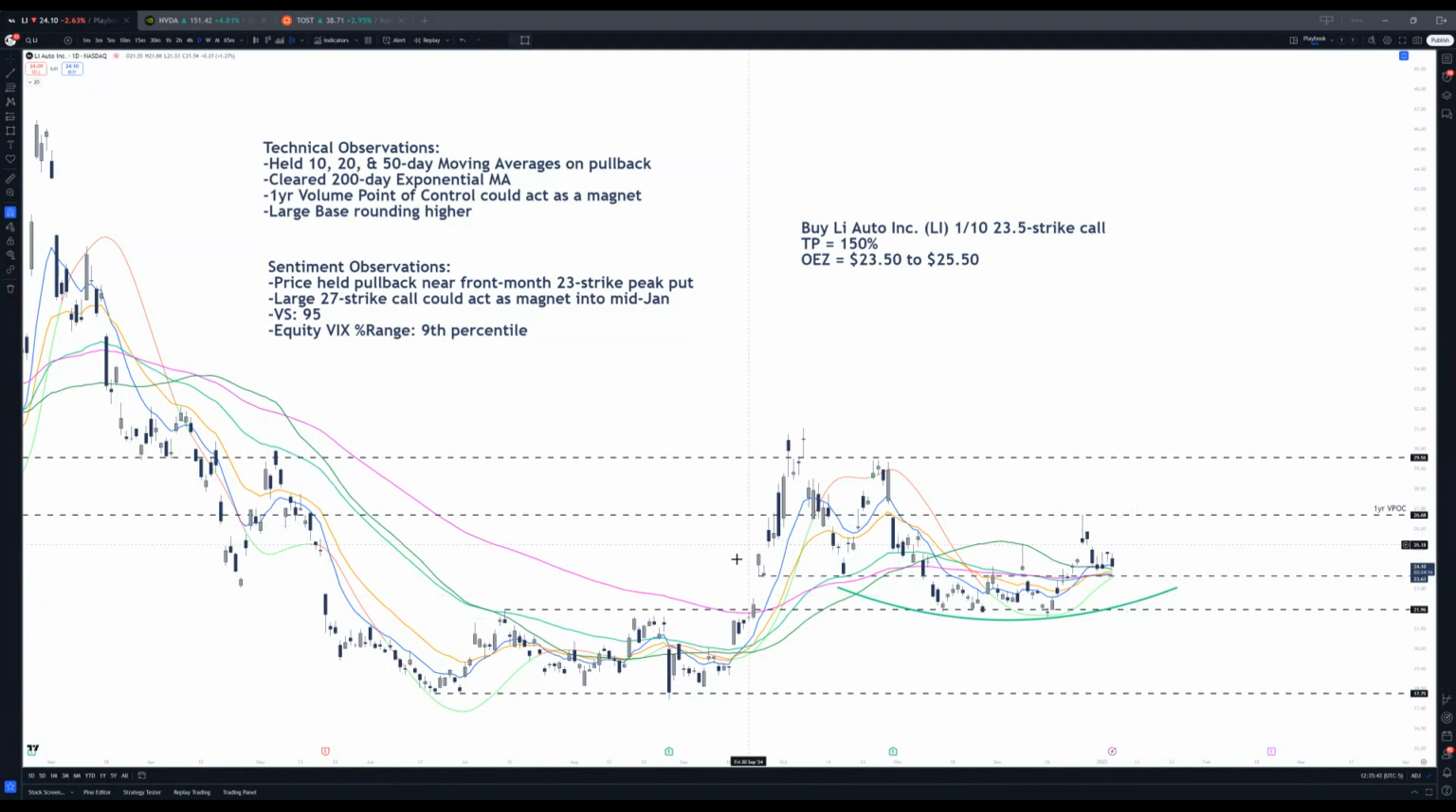As you can see, we were recommending a 23 and a half strike call option. The reason why is we have all of these moving averages here acting as support. We have a bullish trend starting, and we have this little base here. So we think within a 5-day period, this could easily trade up to this 1-year volume point of control. And that would be 150% on your option. So let's just see how we can set this up.